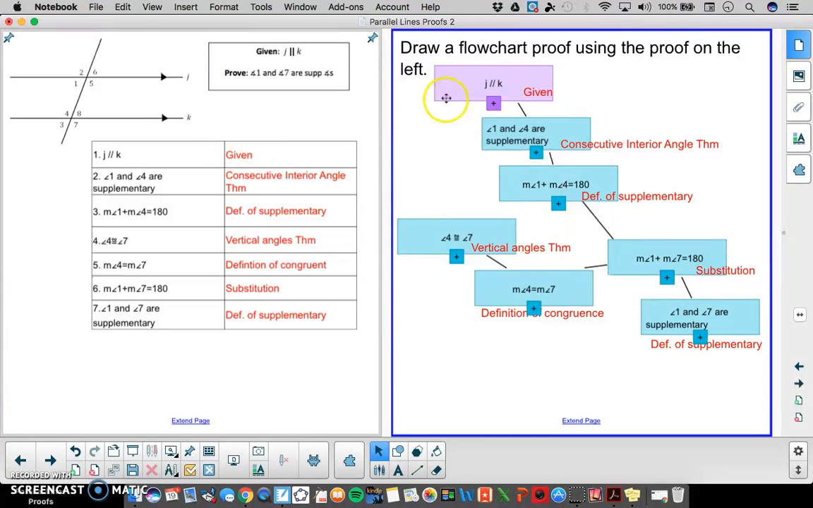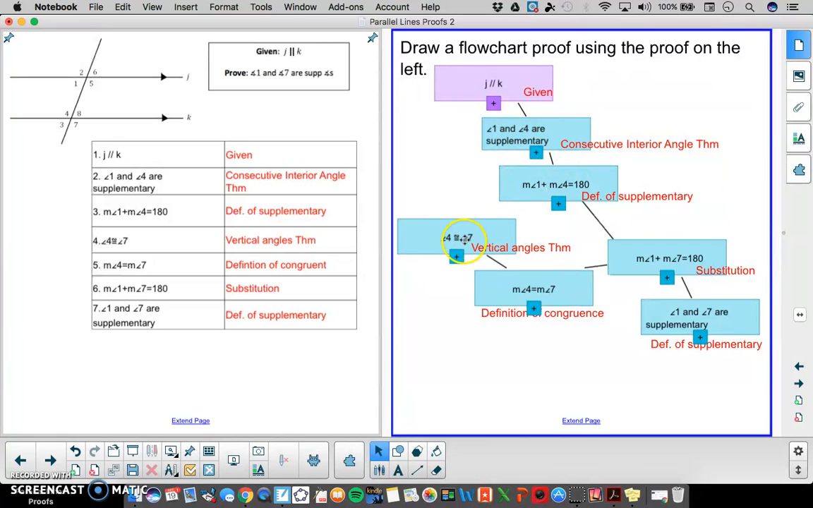So again, we start out with our given, and we want to only connect things that directly are related to that given information. Well, J being parallel to K gave us that 1 and 4 were supplementary, because the consecutive interior angle theorem says if the lines are parallel, consecutive interior angles are supplementary. So this statement followed directly from J parallel to K. Those angles being supplementary meant that they added to 180. So the definition of supplementary followed directly from that 1 and 4 being supplementary.